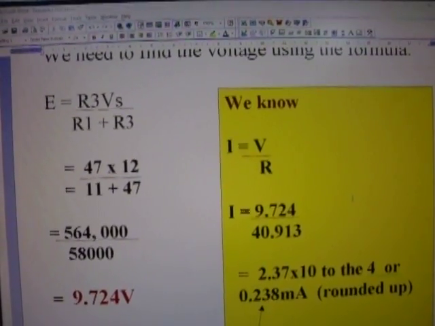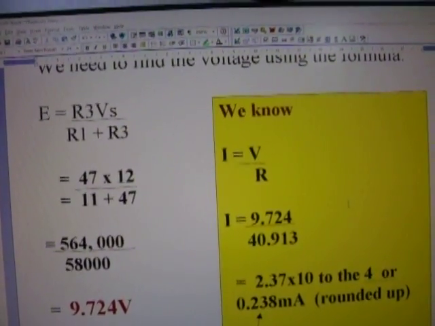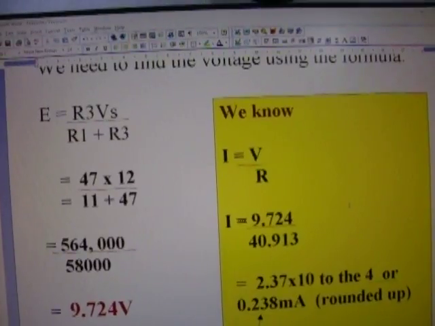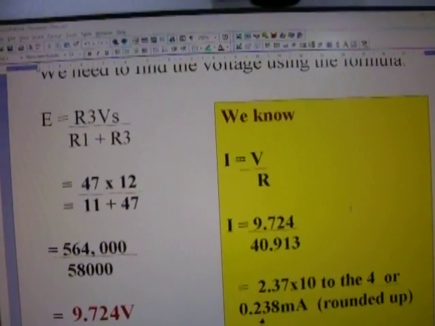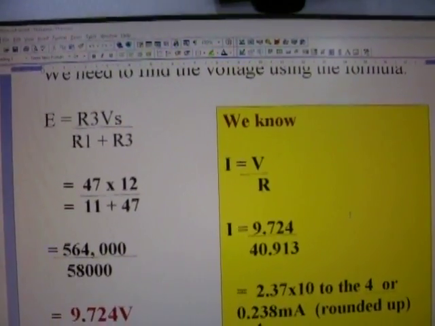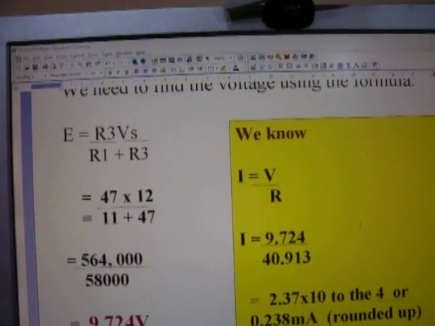And when we put that together, we get 564,000 divided by 58,000. Comes out to 9.724 volts.